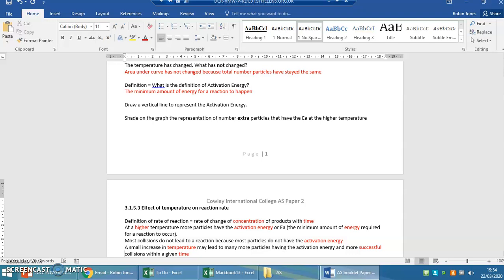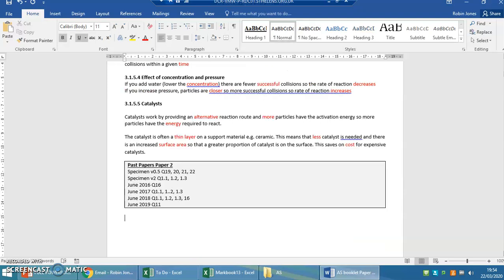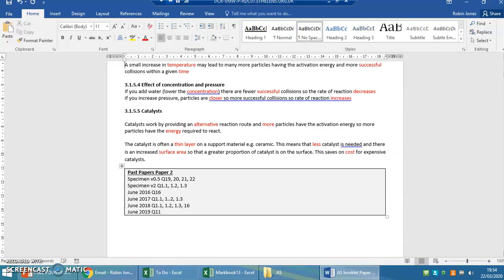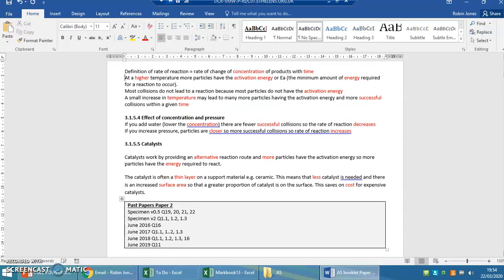At a higher temperature, more particles have the activation energy, or the minimum amount of energy for a reaction to occur. We've already said that. Most collisions do not lead to a reaction because most particles do not have the activation energy. We've already said that. A small increase in temperature. So if you're talking about how to change the rate, well, changing concentration, that is the space that the particles are in, will lead to a greater rate because there's more chance of collisions.